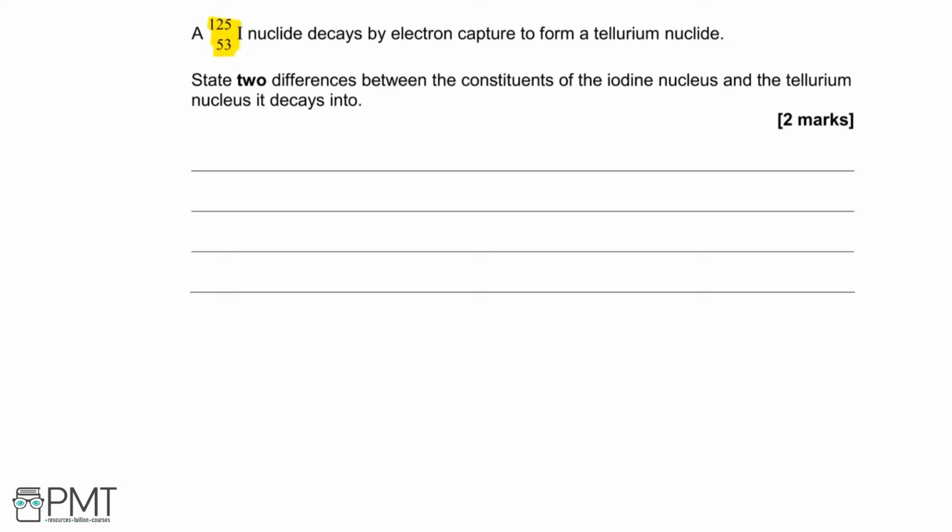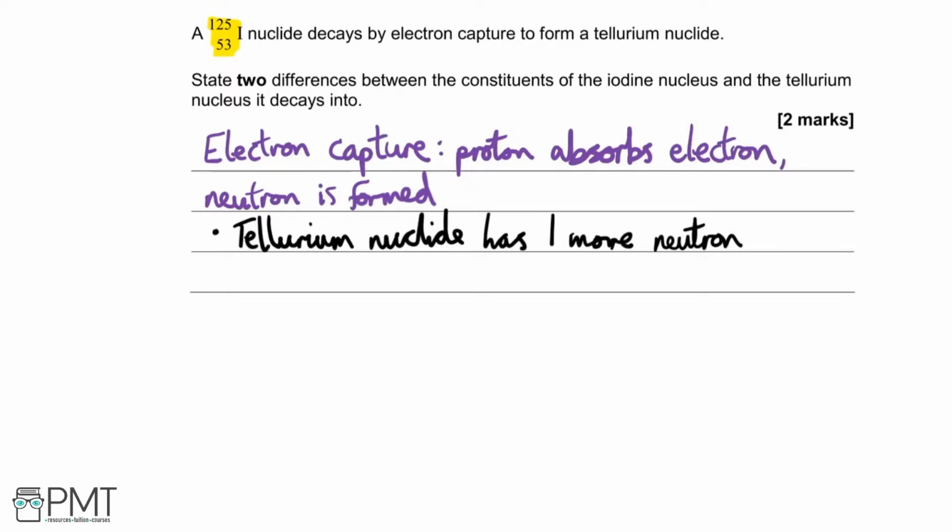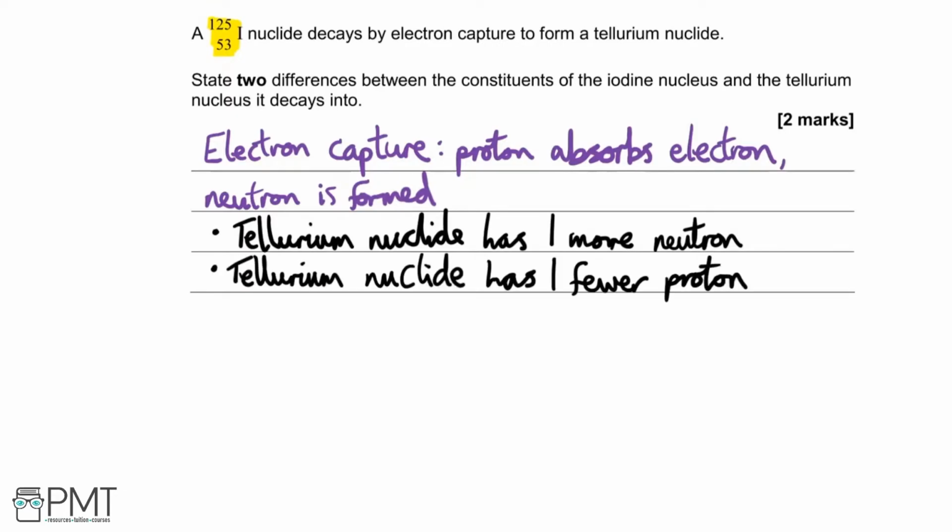So let's write that down. In that overall process, by absorbing an electron, we're losing a proton and we're gaining a neutron. So the two things that we can say are, first of all, that the tellurium nuclide has one more neutron than the iodine nuclide. Second thing that you can say is where during that process the iodine 125 nuclide has lost a proton, the tellurium nuclide has one fewer proton. And then your 2 marks are going to be for making those 2 points that I've written in black.